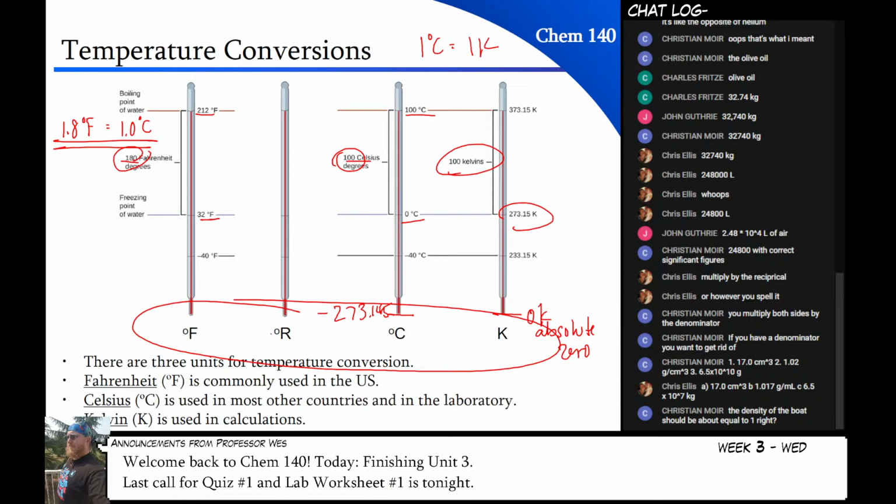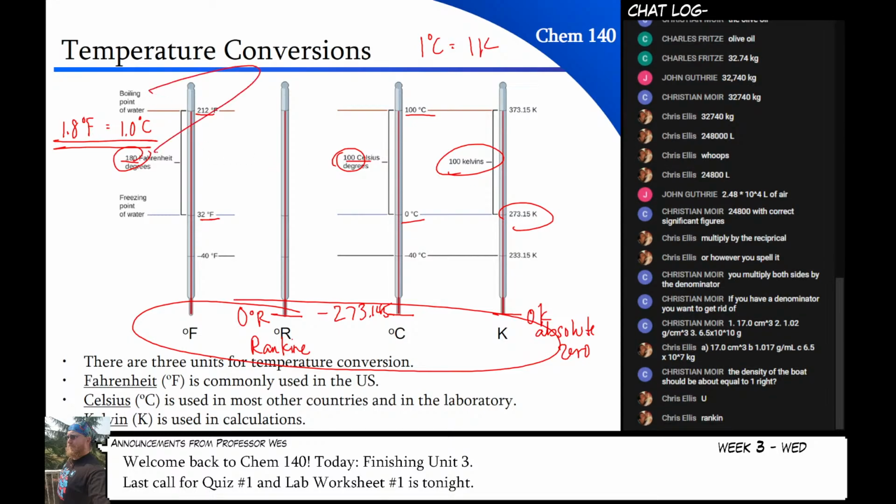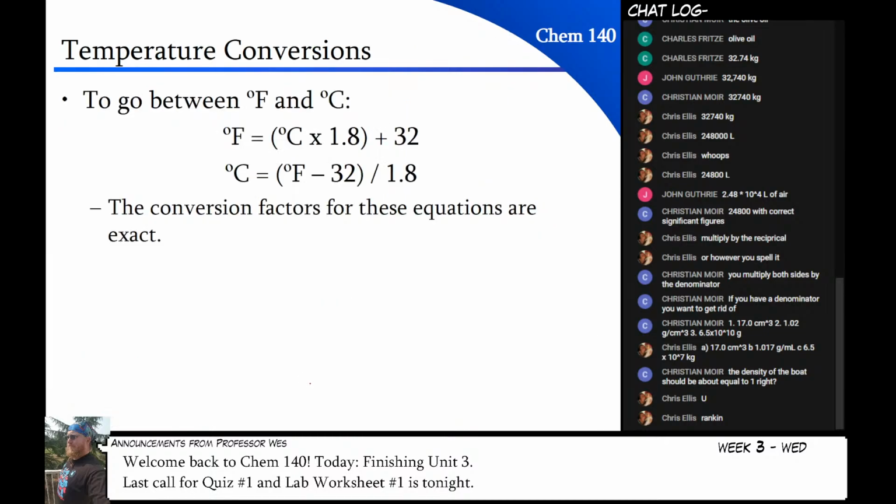So, just as trivia, this is called the Rankine Scale. And Rankine is also absolute. So down here is 0 degrees Rankine, which is at absolute 0. The Rankine scale is just Fahrenheit, but the absolute version of it. So it's also dumb. We're not going to use Fahrenheit and Rankine because they're silly. But we are going to use Celsius and Kelvin a lot.